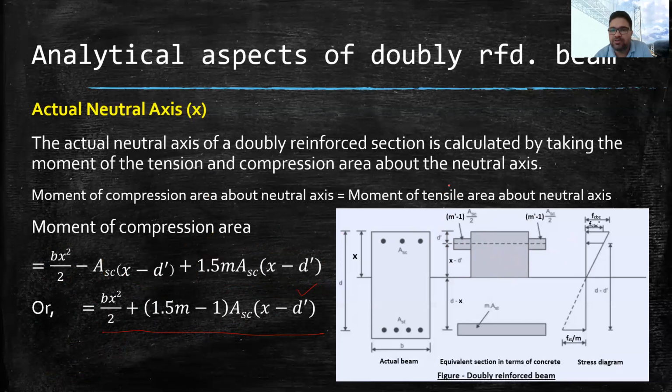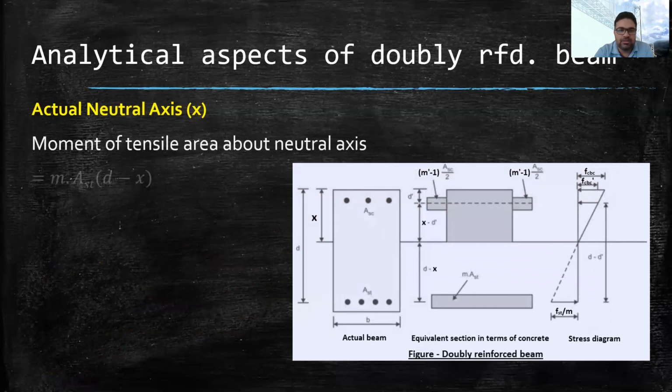Now we will find out the moment of tensile area about the neutral axis. It will be the same as in the case of a singly reinforced beam, so there will be no issue of understanding. There you can see I have used the same formula. This is the area of steel, and the CG of this area of steel will be here, and the distance from here to here will be D minus X. So this is the same I have used. This m into AST is the equivalent area of concrete in place of tension steel multiplied by the perpendicular distance, which is the distance between the CG of this equivalent area and the neutral axis. So this becomes the moment of tensile area.